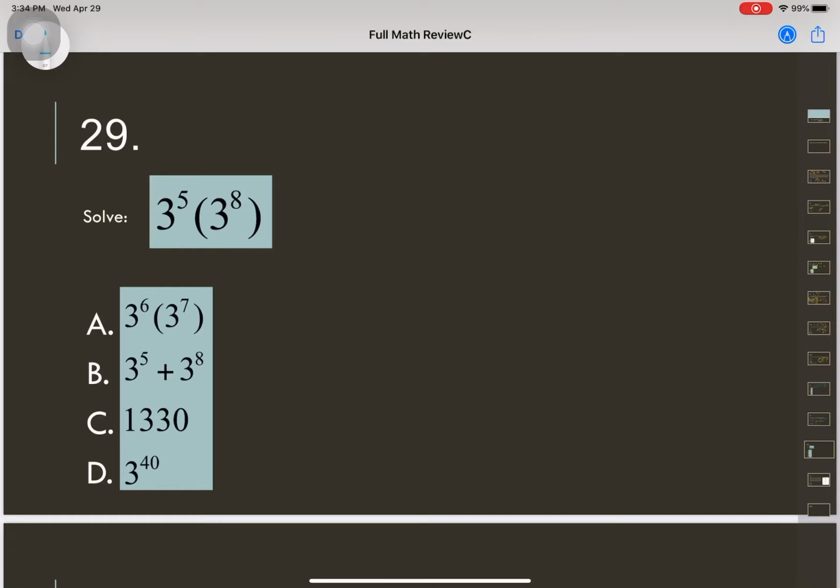29, 3 to the 5th times 3 to the 8th. So we're just multiplying the things together. So we're actually going to add these two exponents. Because this is really 1, 2, 3, 4, 5 threes times 1, 2, 3, 4, 5, 6, 7, 8 threes. And if we counted them all up, you would get 13. So it's 3 to the 13th.